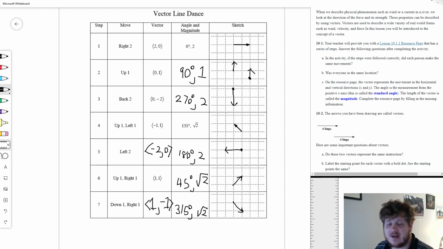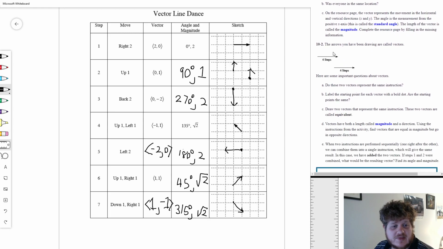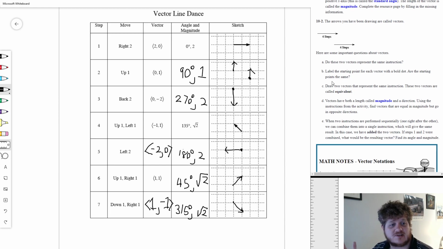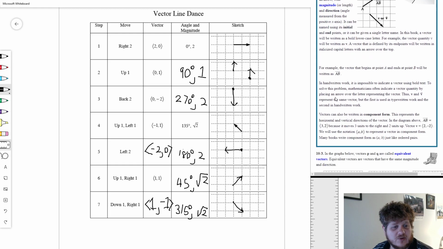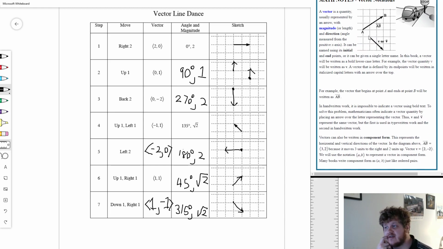So if we look at 10-2, one of the things that happens is you have two vectors that are the same magnitude and direction. They are basically equivalent vectors. And so they represent the same instructions. They're telling you go 4 steps to the right, and that would be what you would do regardless. And they have the same length, and they are equivalent vectors. So one of the things I would definitely encourage you all to do is to take this information about vectors, based on what I showed you with 10-1 and what's in the math notes about vector notation.